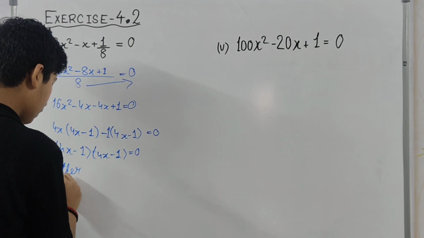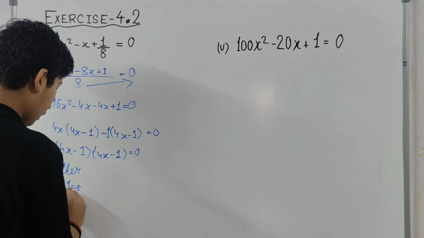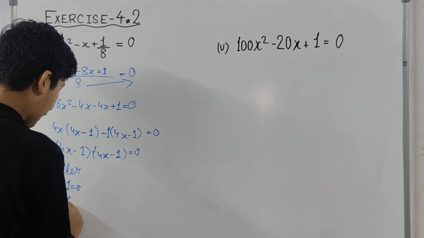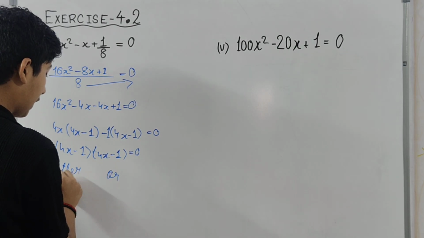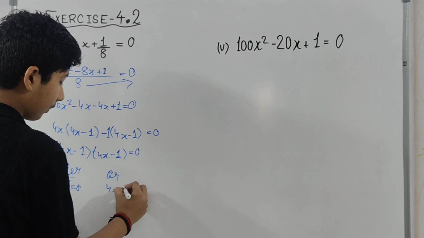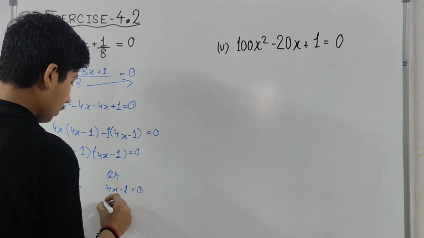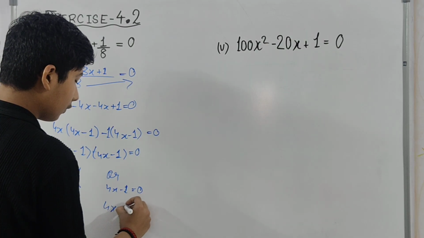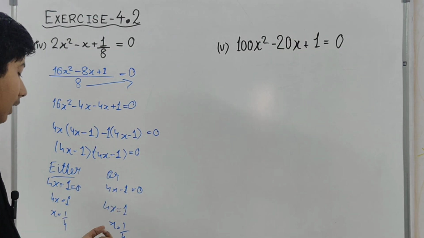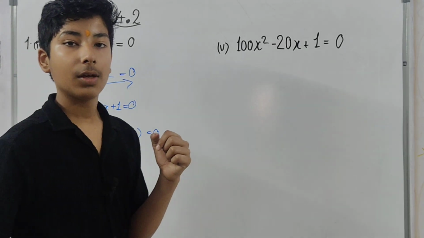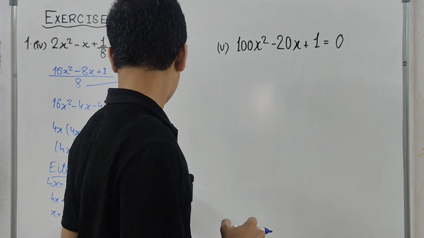Now see, either 4x minus 1 equal to 0, so 4x equal to 1 and x will be 1 upon 4, or, the brackets are same, so again 4x minus 1 equals to 0. So 4x equal to 1, x equals to 1 upon 4. So both the brackets are same and both the roots, or you can say values, or you can say zeros, all these things are same.